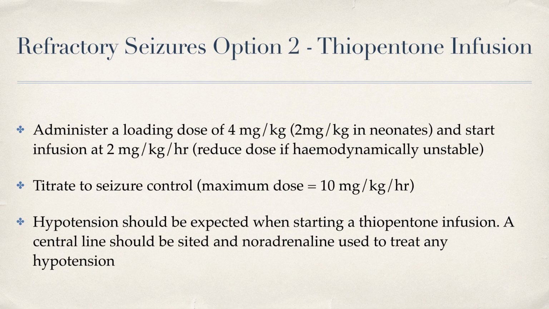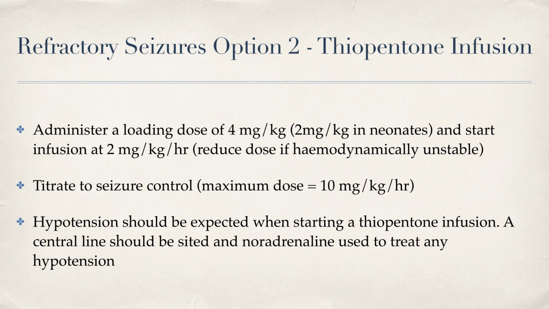So I'm going to cover the thiopentone now. You tend to start this off with a standard loading dose, which is 4 milligrams per kilogram or 2 milligrams per kilogram in a neonate, and then start an infusion at 2 milligrams per kilogram per hour. Obviously, all the doses I've mentioned will need to be reduced if you have a hemodynamically unstable patient. The thiopentone infusion should then be titrated to seizure control, which ideally should be assessed as burst suppression using either EEG or CFAM. The maximum dose you can use of thiopentone is 10 milligrams per kilogram per hour.